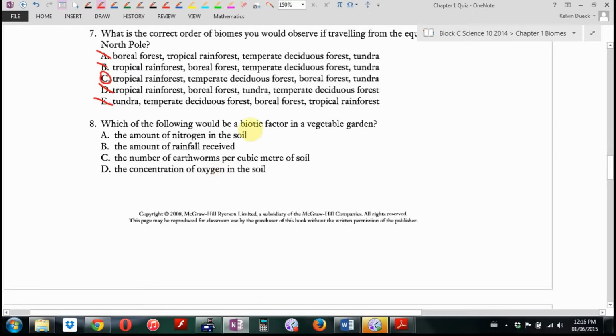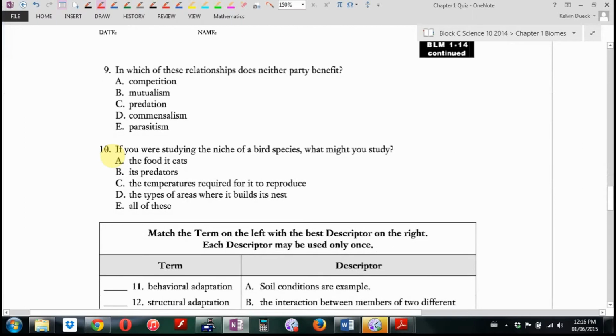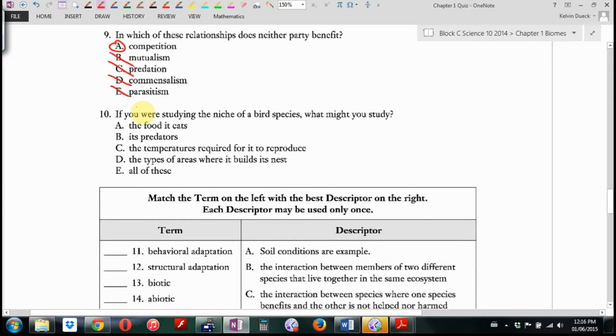Which of the following would be a biotic factor? Biotic means a living factor. No, yes, because earthworms are the only living thing there. Turn the page. In which of these does neither party benefit? Which one was neither party benefiting? A, competition? Oh yeah, commensalism, one party benefits, mutualism, both parties benefit. So sure, A, I don't know. Yeah, competition, that's not good.